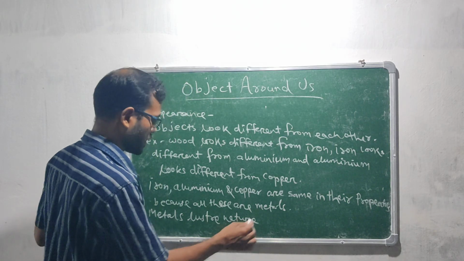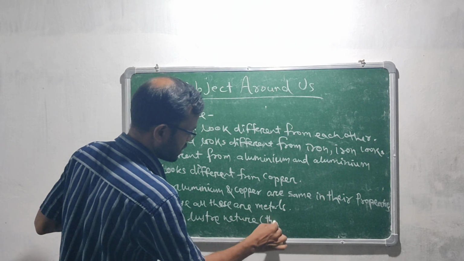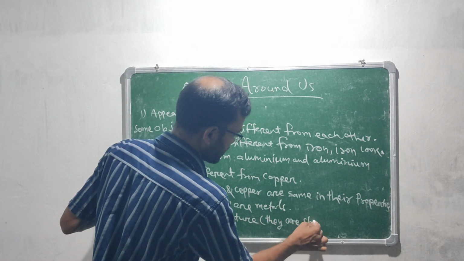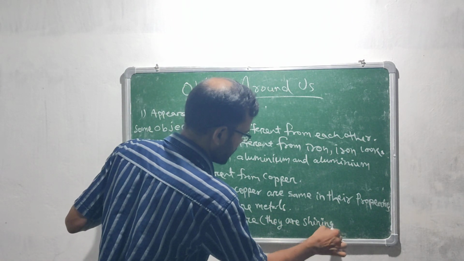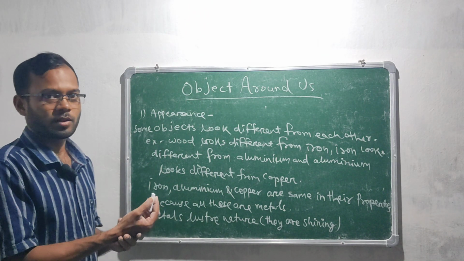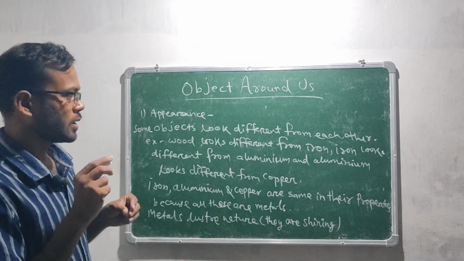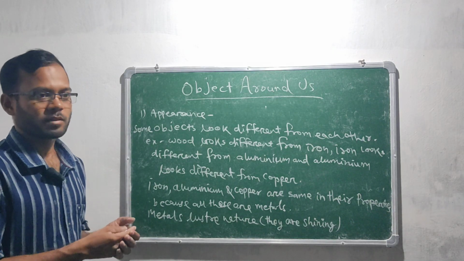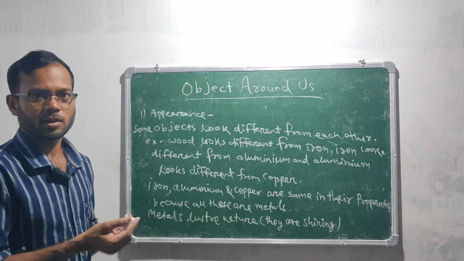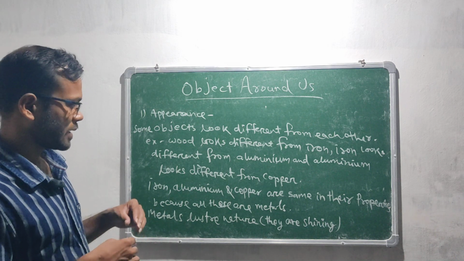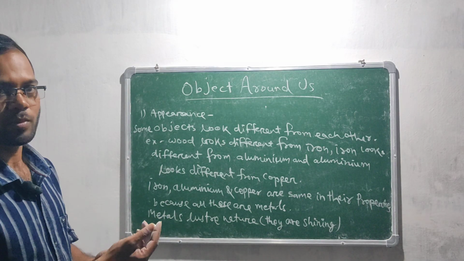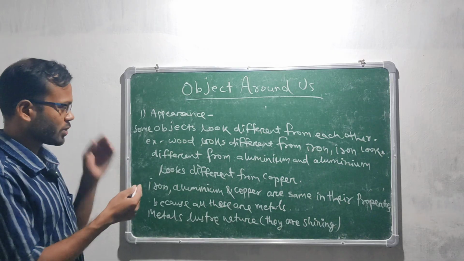They are shining. They have shining properties. They produce sound also. They are sonorous. When we hit any metal with a hammer, then it produces sound. You can say metals are sonorous. They shine in the sunlight. We can say metals are luster. Metals have luster properties. So these are the properties.